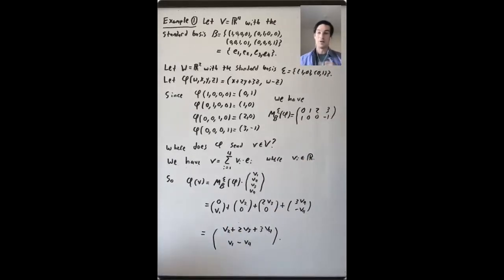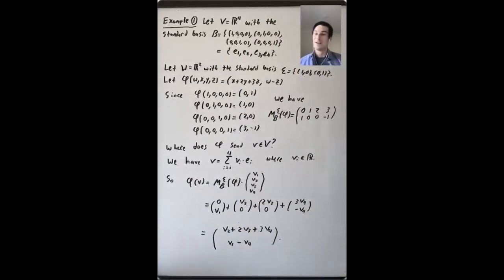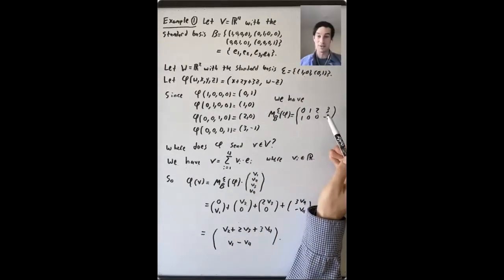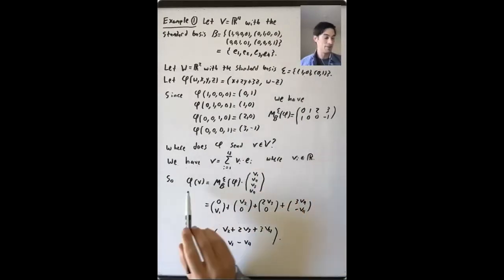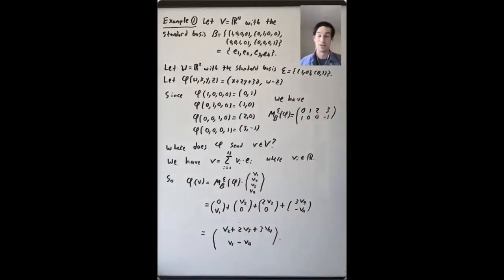OK, so this process is very mechanical. You can write everything down and fill in all of the entries of your matrix, and then you'll be able to see where your linear transformation sends any vector in your original vector space V. So I'll pause and erase and go through one additional example.